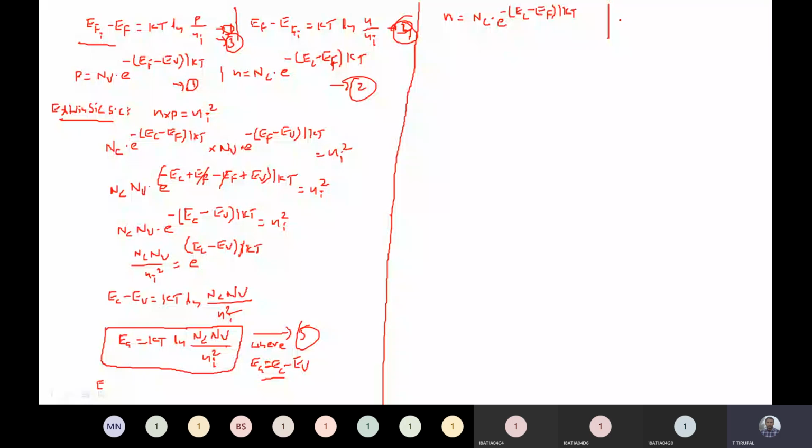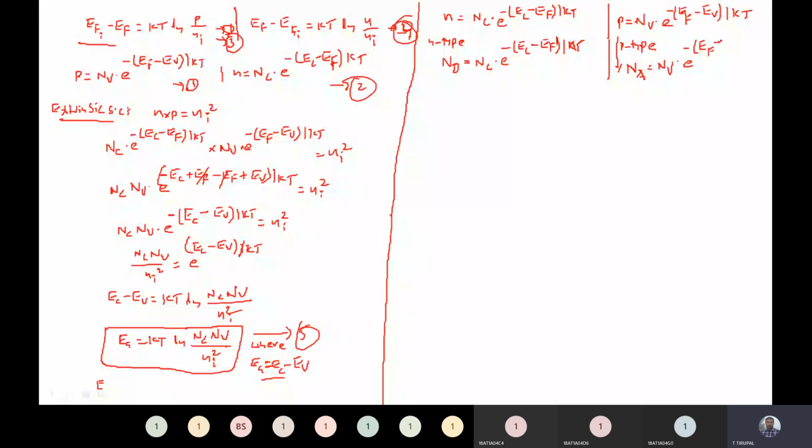Suppose for an n-type semiconductor, what can be written? n is the donor concentration, so n is replaced by ND. ND is equal to NC into e power minus of EC minus EF divided by KT. Similarly, for a p-type semiconductor, p can be replaced by holes, which means acceptors. Acceptor concentration Na is equal to NV into e power minus of EF minus EV divided by KT. Right. So in terms of ND and Na we have proved.